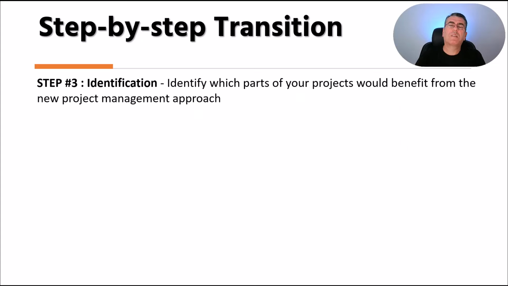The third step is identification, where we're gonna identify which parts of your project will benefit from a new project management approach. For this step, wait for a video where I'm gonna show you how to create a double WBS in a hybrid project. We must understand which part of your project will be adapted to this hybrid approach.